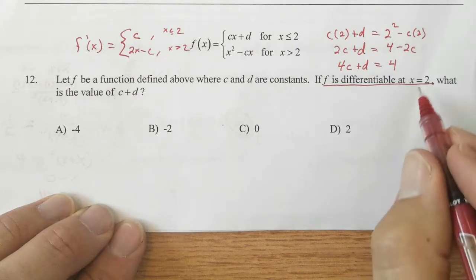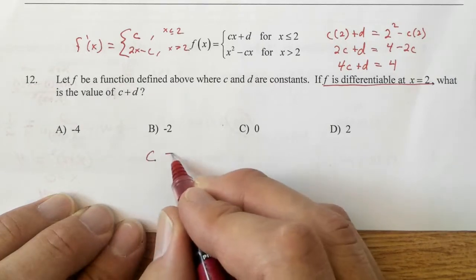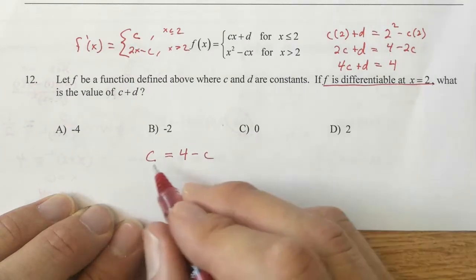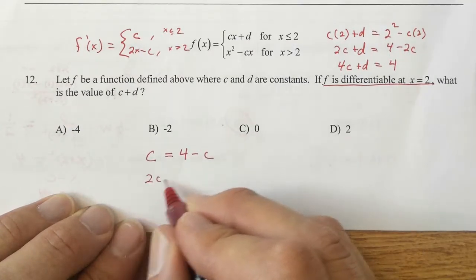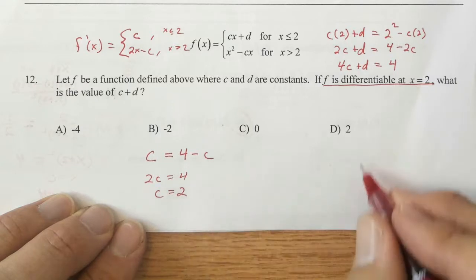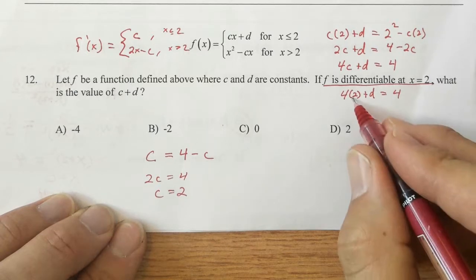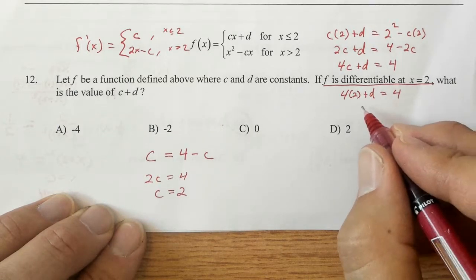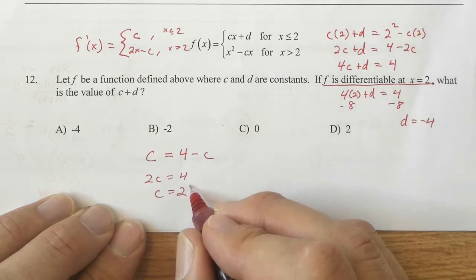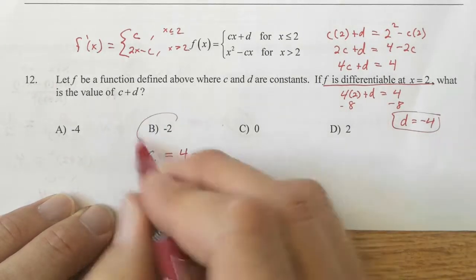Okay, now, when x is equal to 2, both of these must be equal to each other. So I'm going to go down here, c equals, and I'm going to plug 2 in for x, so I have 4 minus c. Okay, c equals 4 minus c, add c to both sides, so 2c is 4, and therefore c is equal to 2. And if c is equal to 2, I can then go right back here, and 4 times 2 plus d is equal to 4. So that's 8 plus d, so I subtract 8 from both sides. And I see that d is equal to negative 4. c is 2, d is negative 4. We want c plus d. 2 plus negative 4 is negative 2.